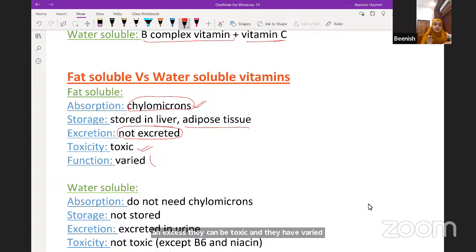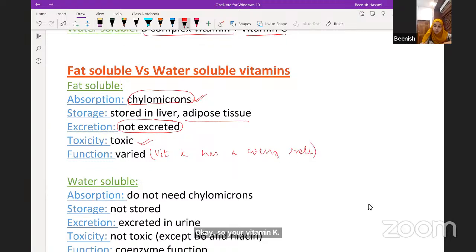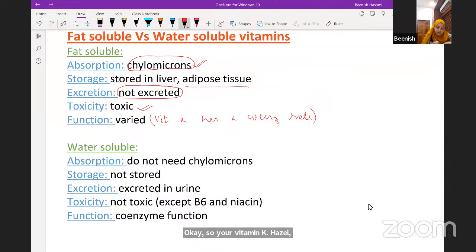They have varied functions, and your vitamin K is the only fat soluble vitamin which has a coenzyme role, whereas your water soluble vitamins mostly function as coenzymes.